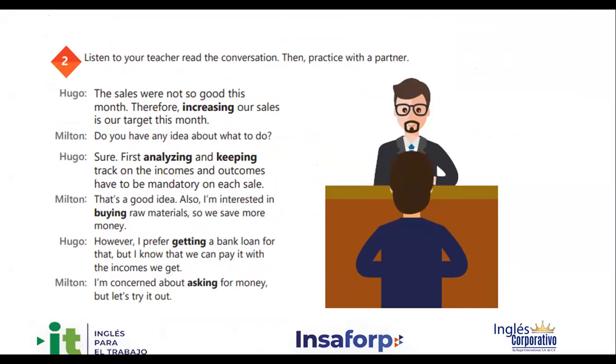Sure. First, analyzing and keeping track on the incomes and outcomes had to be mandatory on each sale. That's a good idea. Also, I'm interested in buying raw materials, so we save money. However, I prefer getting a bank loan for that. But I know that we can pay it with the income we get. I'm concerned about asking for money, but let's try it out. Okay, somebody want to do it, please?